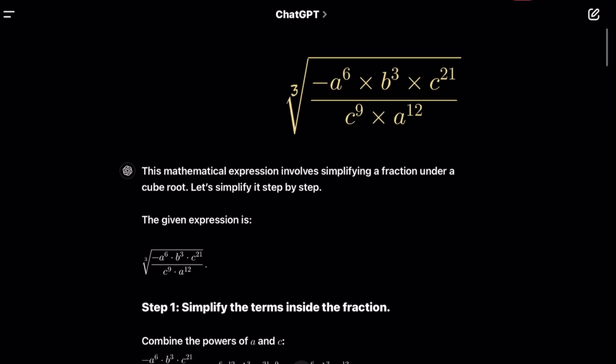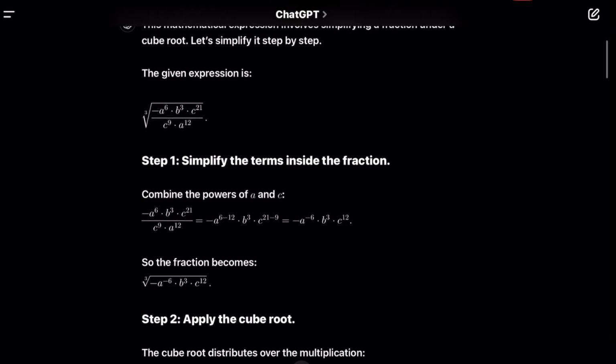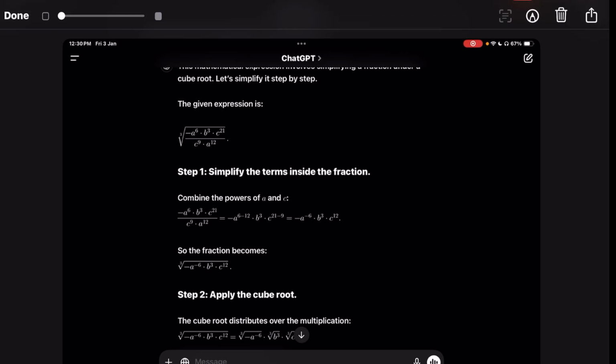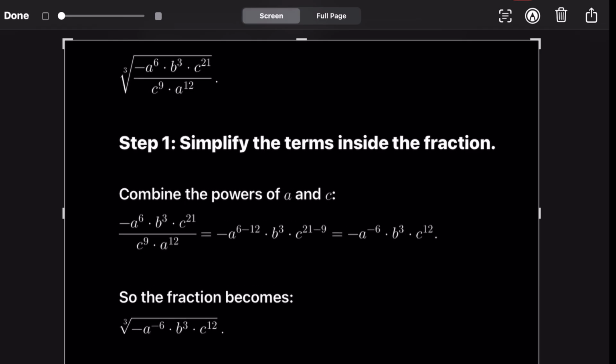So I fed this question to ChatGPT and it has solved it. This mathematical expression involves simplifying a fraction under a cube root. Let's simplify it step by step. In the first step, it combines the power of a and c using the law of exponent. But you can see what it has done. It has equated minus a equals to a, and therefore subtracting the exponent here simply like this.